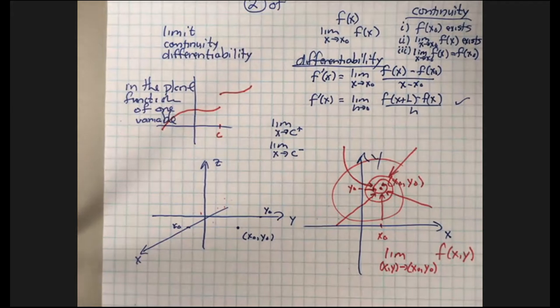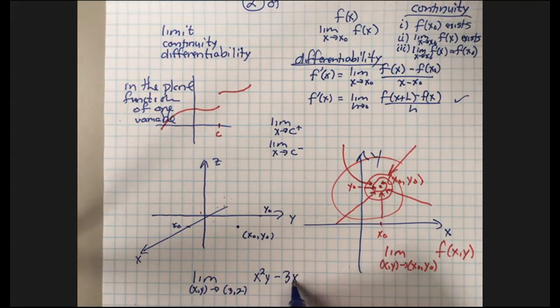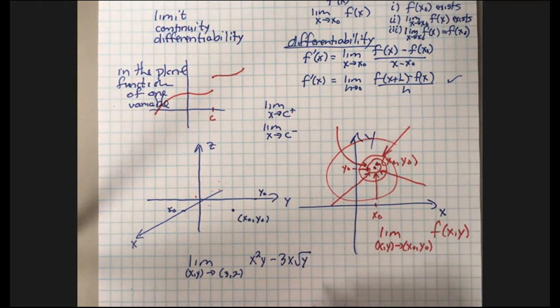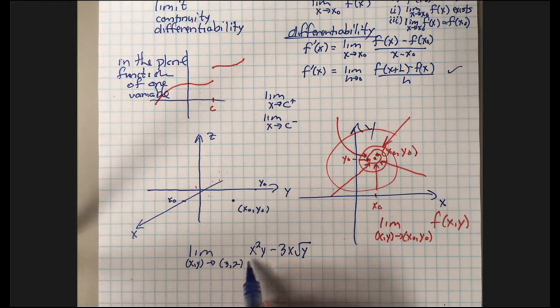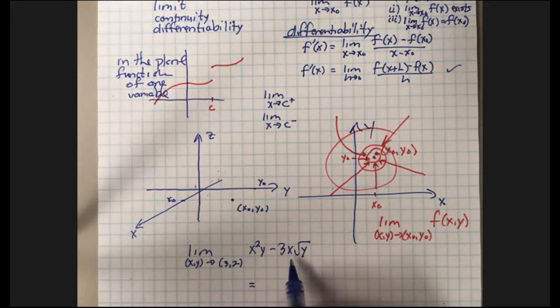Now, in many cases, I don't have to be as worried about the limit as possible. For example, let's take the limit as x, y goes to 3, 2, and let's take the function x squared y minus 3x times the square root of y. Here's a very simple function, a polynomial analytic function, and the square root, just an algebraic function. And I may not like the number I get, but as x approaches 3 and y approaches 2, the number that I'm approaching is clear. There's nothing messing with these functions in either way. So it doesn't matter which of the infinitely many paths I choose. I approach 9 times 2 minus 9 times the square root of 2.